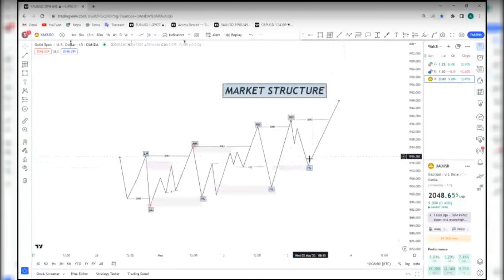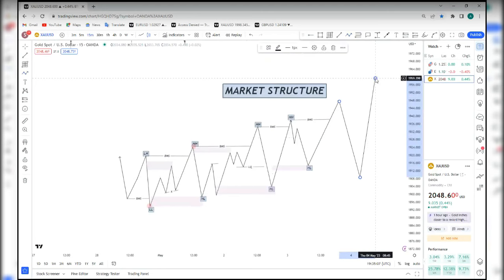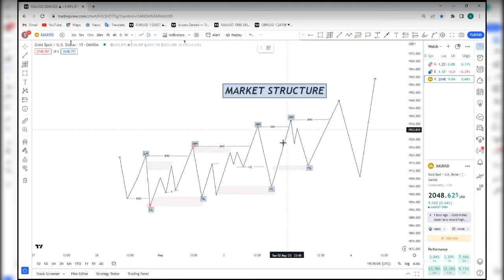Don't forget that this price is going to turn back to the internal range liquidity for this movement. Do not forget, always have this in your head. Always, please.